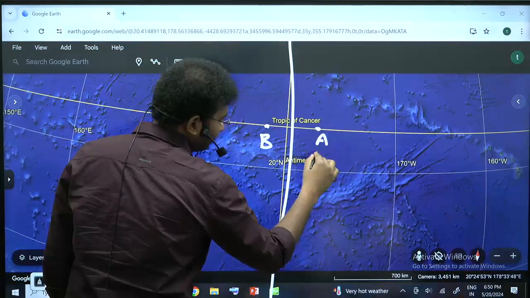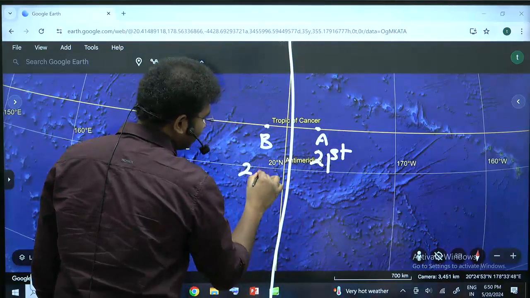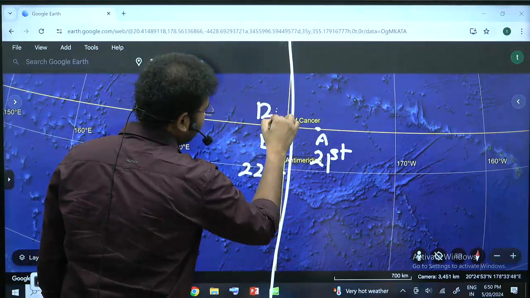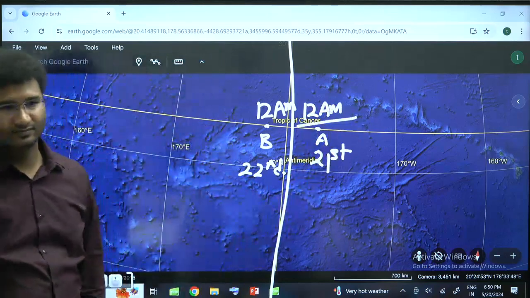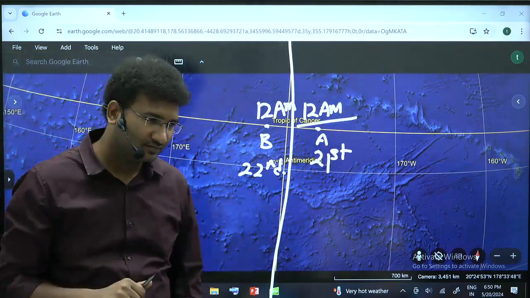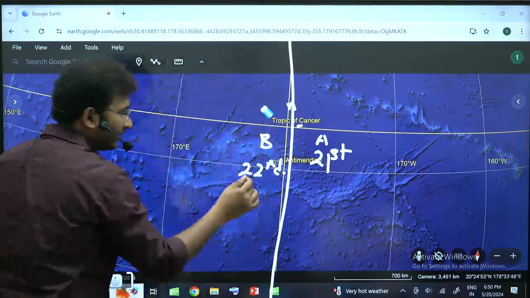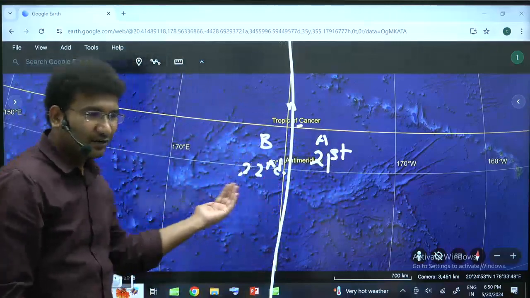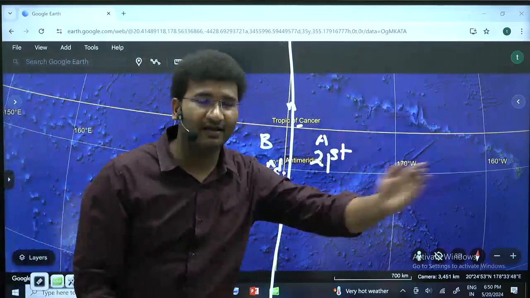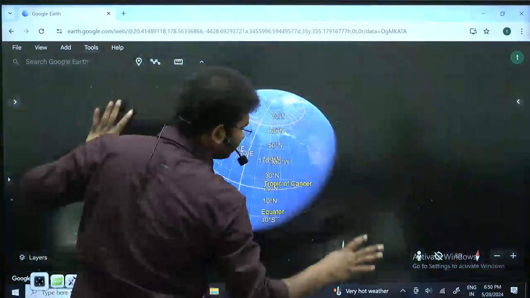This is 21st, this is 22nd. If you are getting confused, dates तो पता चल जाएगा. 22nd, this is 21st, right? The day started here, or it takes 24 hours to come back again, right? So this is how the time calculations are there.